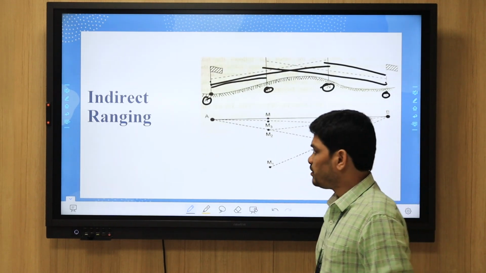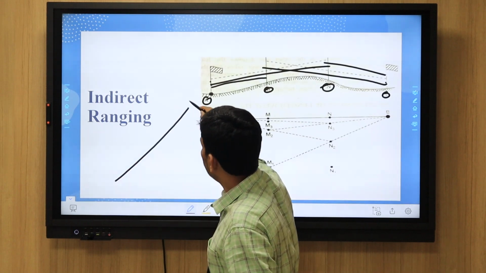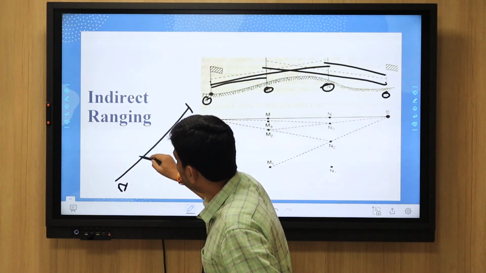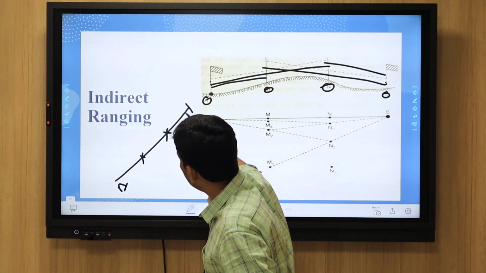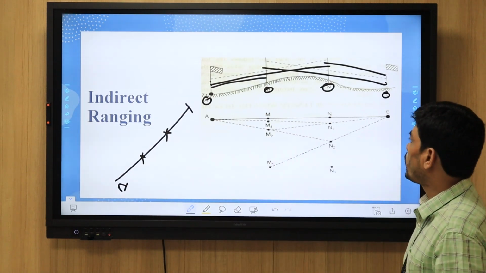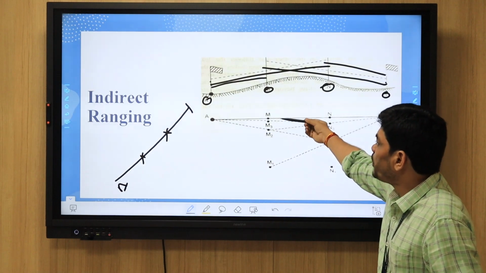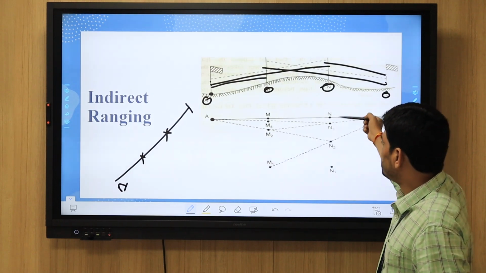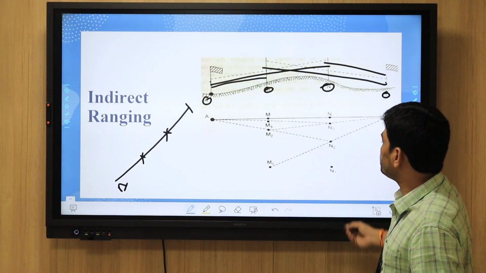Ranging means we need to align this line AB. We need to identify exactly these points which are on a standard line, meaning in the middle of the line. If you see from the top point of view, M and N are the stations.